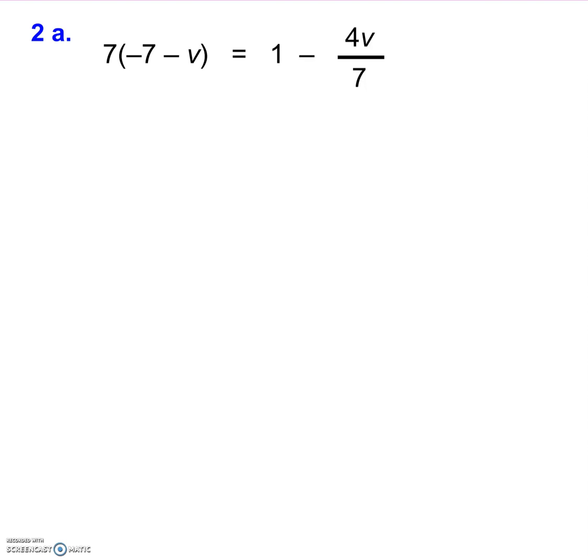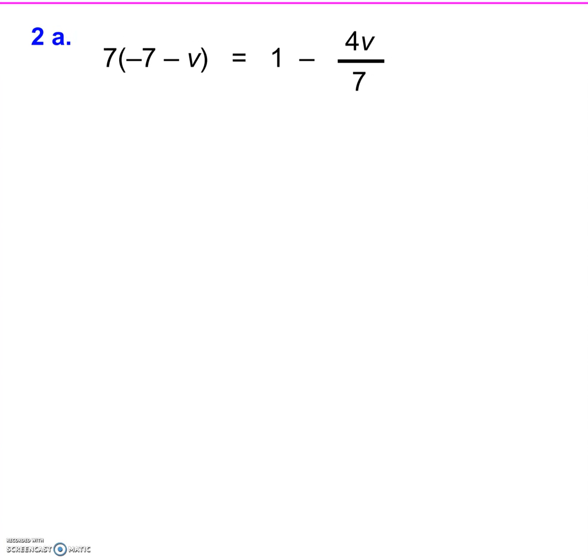All right, so when I first look at this, obviously my variable is v. That's the only letter there is. That's what I want to be solving for. So I just kind of have to survey what's going on, and I need to take care of those parentheses first. So I'm going to distribute this 7 throughout. So 7 times negative 7 would be negative 49. 7 times negative v would be negative 7v equals 1 minus 4v over 7. And I use the distributive property.